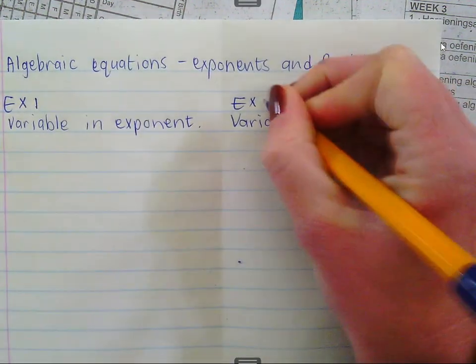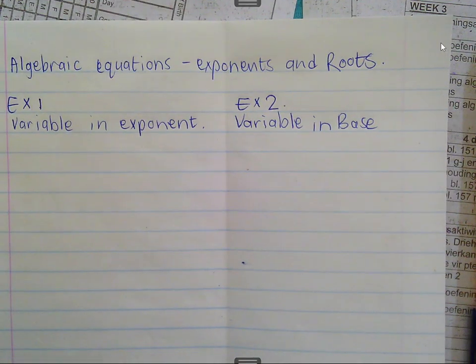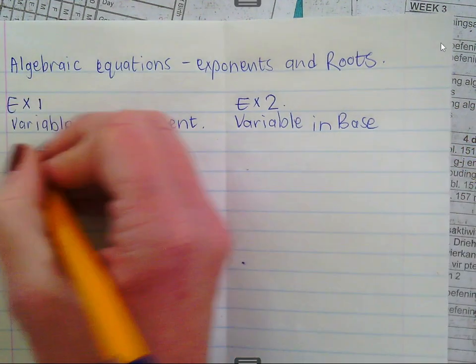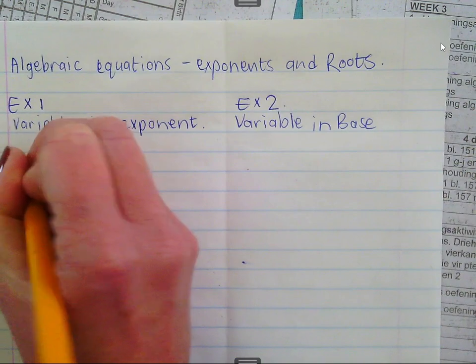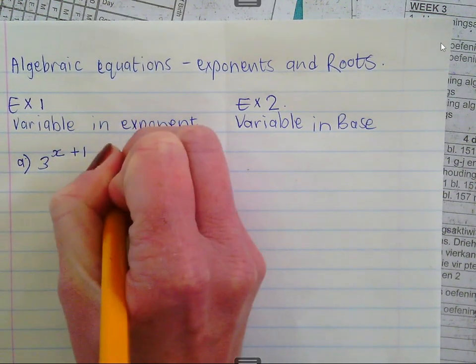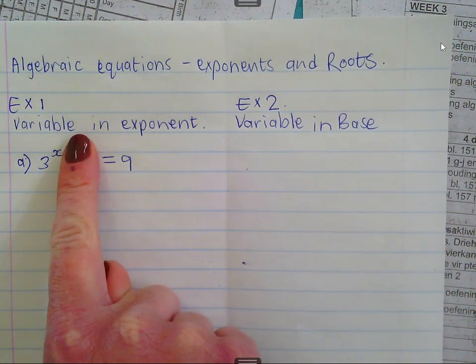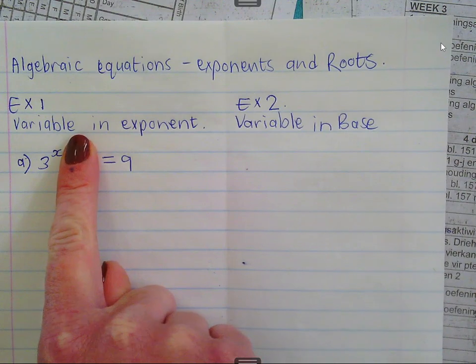Okay, so the one type of example we're going to look at is when the variable is in the exponent, and the other one is when the variable is in the base. Now the one where the variable is in the exponent, you've actually already done these types of sums when we started with the equations. Do you remember these ones? We had them just without the calculation. In the first activity, it was 3 to the power of x is equal to 9.